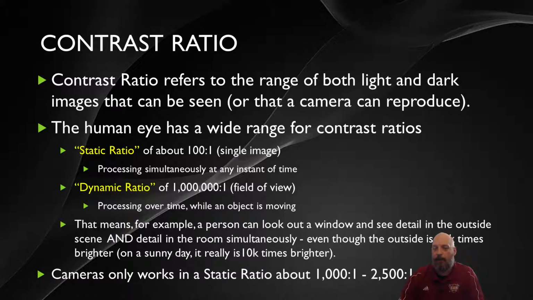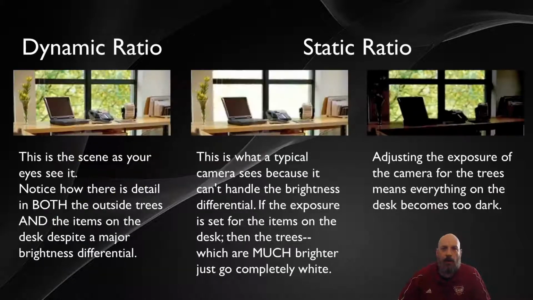Now, a camera is not as good as a human eye. It cannot handle the two separate ratios. It's either going to be one or the other. The contrast ratio for a camera is going to run about 1,000 to 1 or about 2,500 to 1. Because of this, if I look outside my window, again, I'm able to see everything inside my office. I can see a laptop, flowers, my files, and then I can look through the window where things are much brighter, and I can see everything outside the window as well.